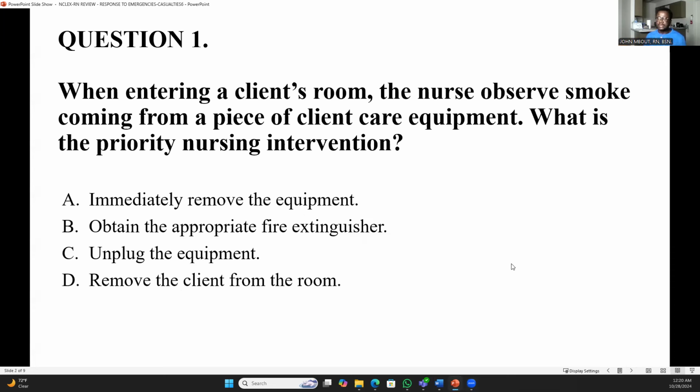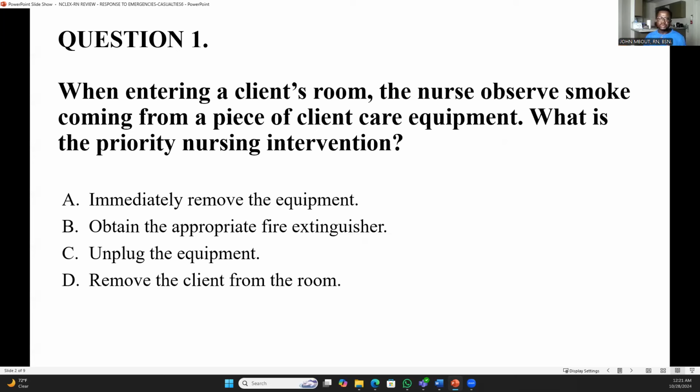It says, when entering a client's room, the nurse observes smoke coming from a piece of client care equipment. What is a priority nursing intervention? A, immediately remove the equipment. B, obtain the appropriate fire extinguisher. C, unplug the equipment. D, remove the client from the room. Which is the right answer? The right answer is D, remove the client from the room.